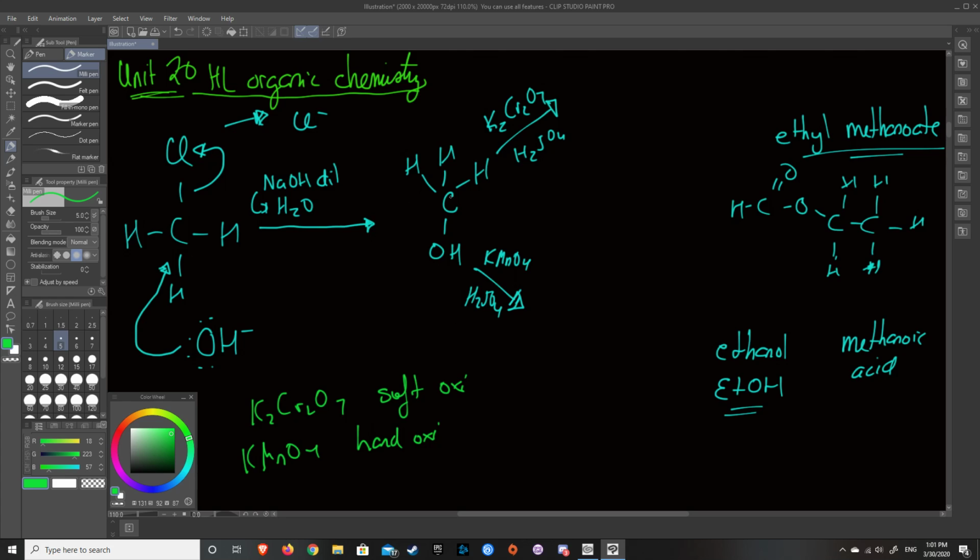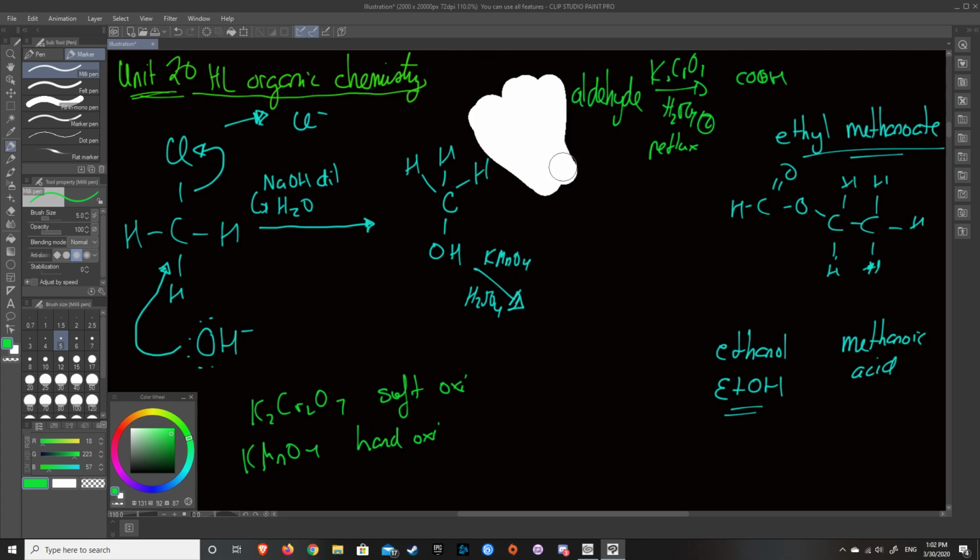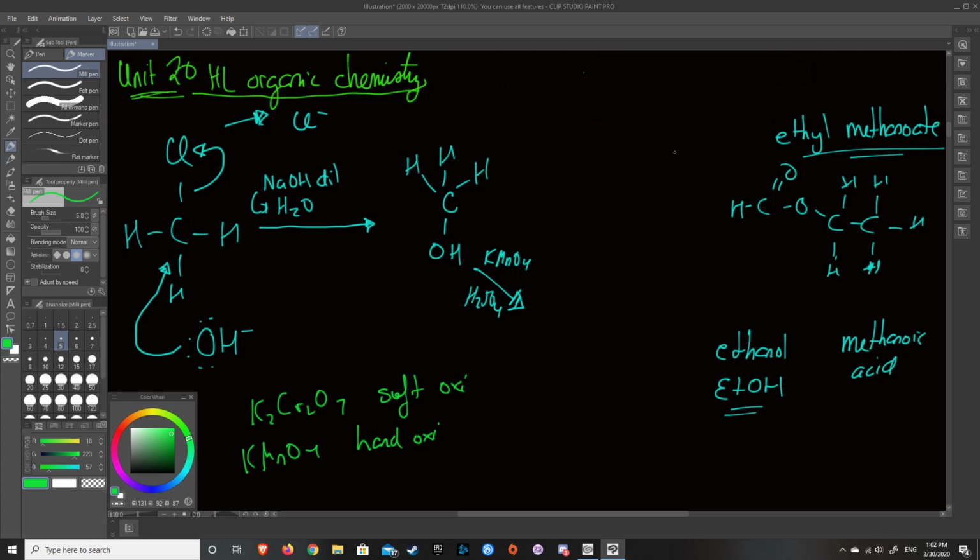So hard means that it'll oxidize this alcohol directly to a carboxylic acid, and soft means that it'll oxidize this alcohol to an aldehyde in this case, and then we'll have to oxidize it again, K2Cr2O7 in H2SO4 in a reflux, and then finally we're going to get the carboxylic acid product. But you see that's two steps. Here we've got one step, so this path is garbage. We want to minimize the steps. So let's minimize the steps.